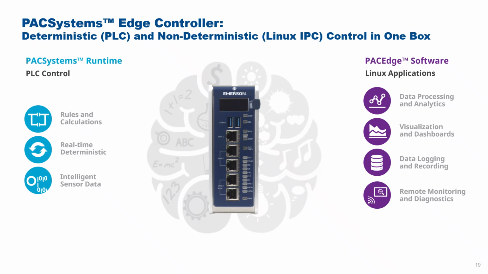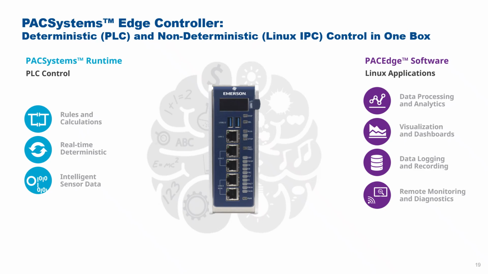The other thing that Emerson does, which I consider unique, is to provide our edge controller. So it's perfectly possible to go out and buy a PLC, buy a separate PACEdge device, and have them communicate together using a relevant protocol such as OPC UA or Modbus TCP. But that requires two devices, it requires some networking, it requires some potential cybersecurity configuration, and it's two boxes that use more panel space. You've got to wire up separate power supplies. So our approach with the edge controller is to combine deterministic and non-deterministic control in one box.